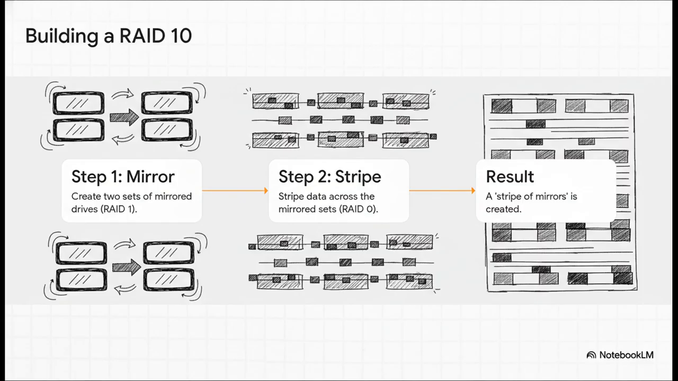You build it in 2 simple steps. First, you create mirrored pairs of drives for safety. That's the RAID 1 part. Then, you take those complete mirrored sets and you stripe your data across them for insane speed. That's the RAID 0 part. What you end up with is what we call a stripe of mirrors.